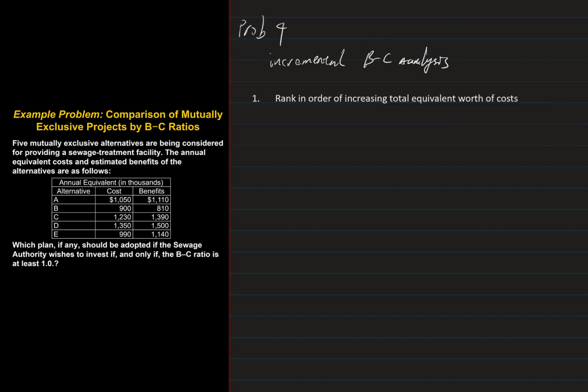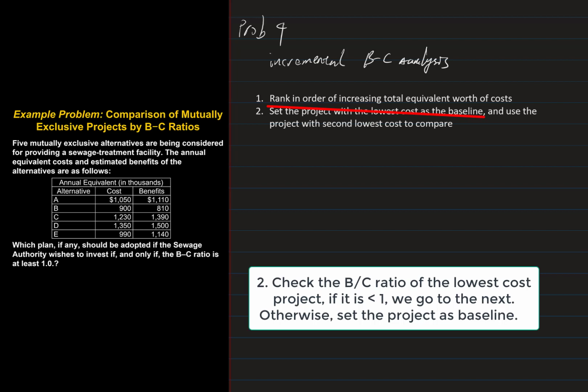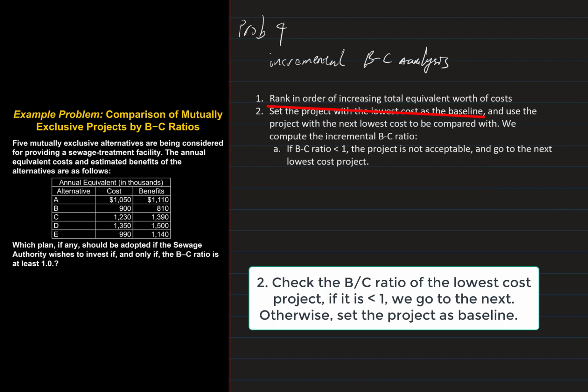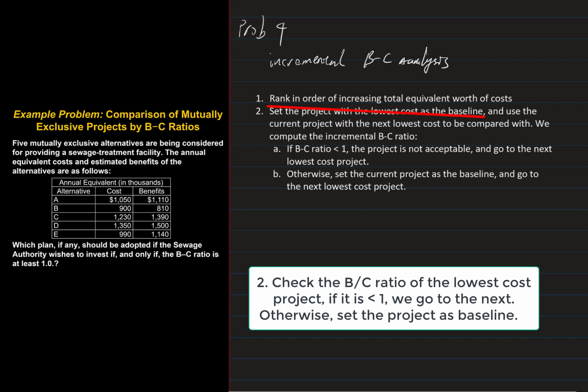First, rank in order of increasing total equivalent worth of costs. Second, we set the project with the lowest cost as the baseline, and we use the project with the second lowest cost to compare with that. Then we compute the incremental benefit cost ratio. If the BC ratio is less than 1, this project, the second lowest cost project, is not acceptable, and we go to the next lowest cost project. Otherwise, set the current project as the baseline and go to the next lowest cost project. We continue this process until all the projects have been exhausted.